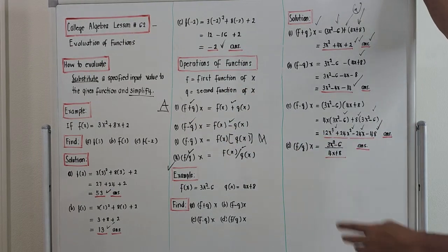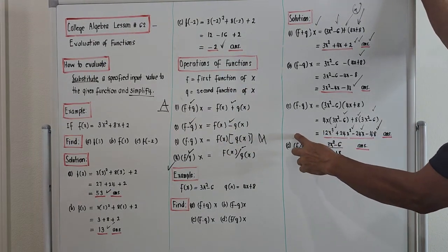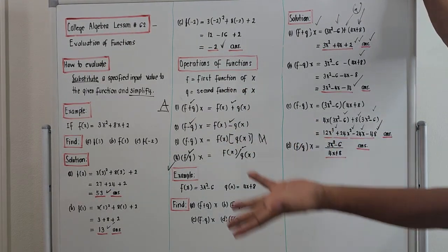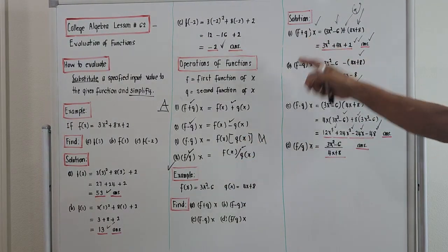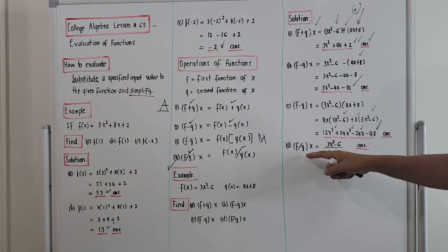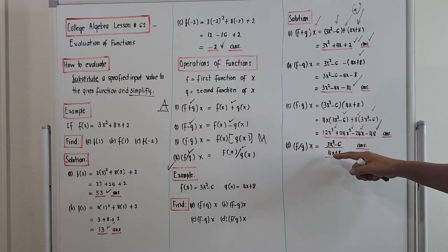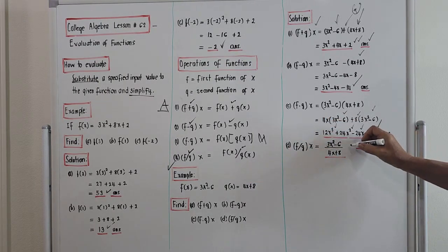Last part, f of x divided by g of x. Again, direct substitution. This is 3x squared minus 6, the given f of x, all over g of x, which is 4x plus 8. And that will be the answer.